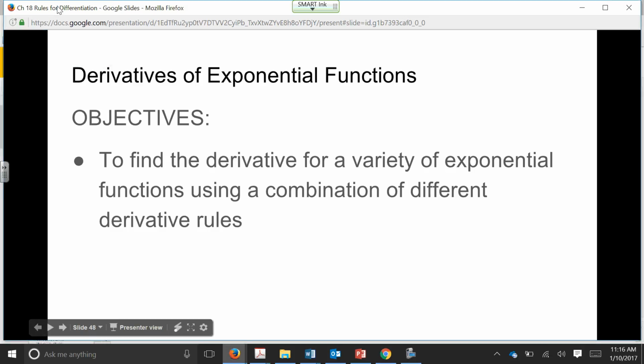Hey guys, we're taking a look at derivative of exponential functions. We're going to find out why the derivative functions look the way that they look, and we're going to end up using a bunch of the different derivative rules that we've already been discussing.